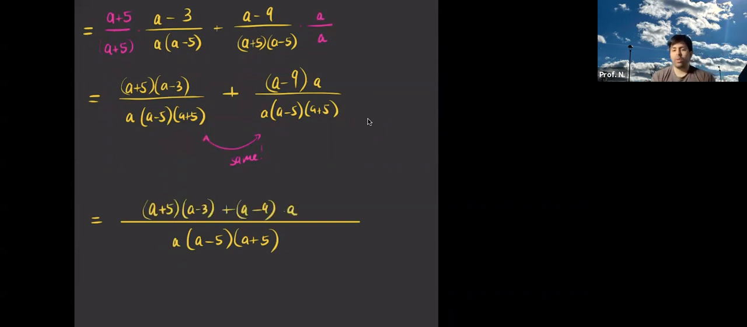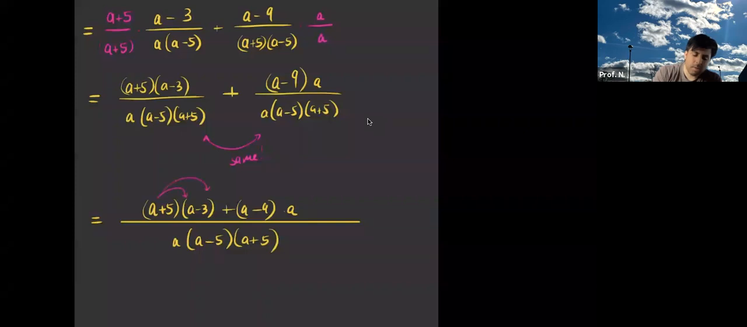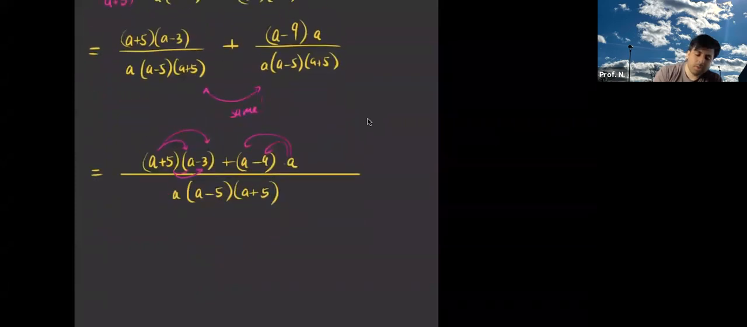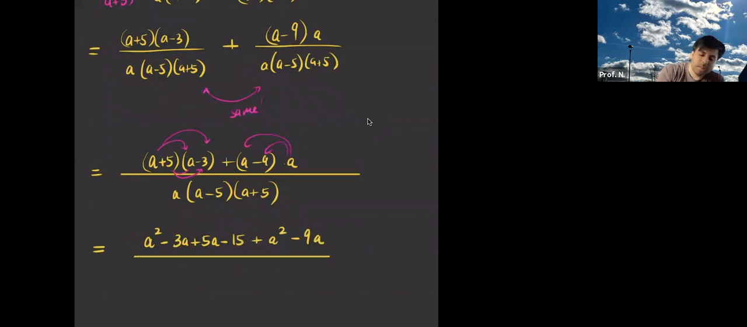So be mindful of what you're doing. This is a plus, right? Remember what we do first? We do multiplication, parentheses first. So we have to expand everything here first, and then we can distribute this. So let's put this all together. We get a squared minus 3a plus 5a minus 15 plus a squared minus 9a, and all of this is over a times a minus 5, a plus 5.